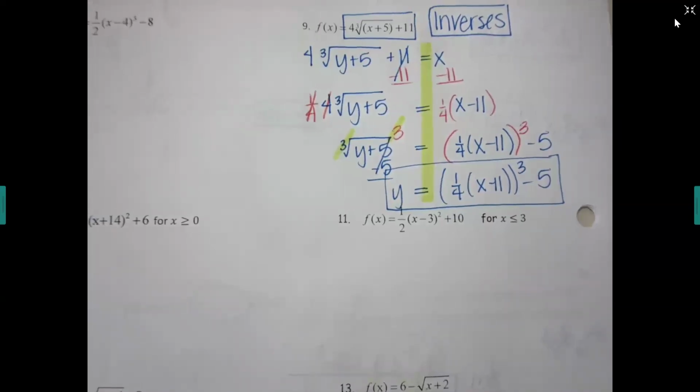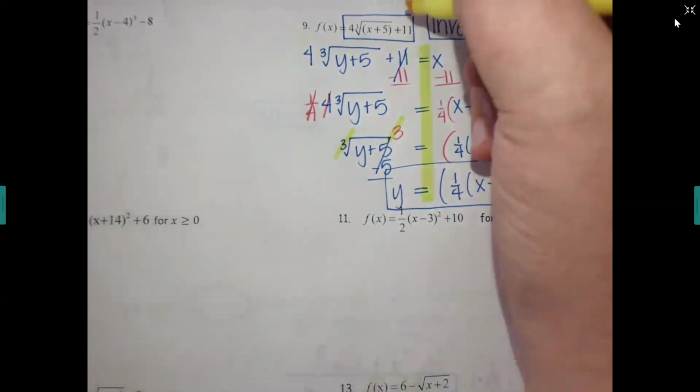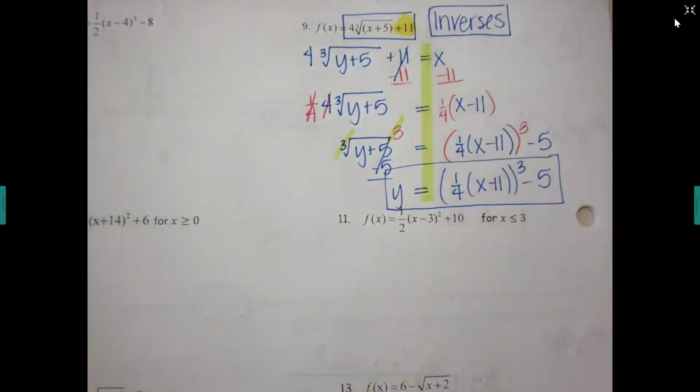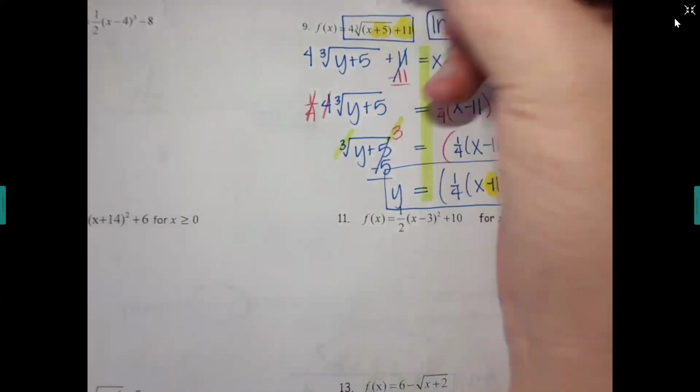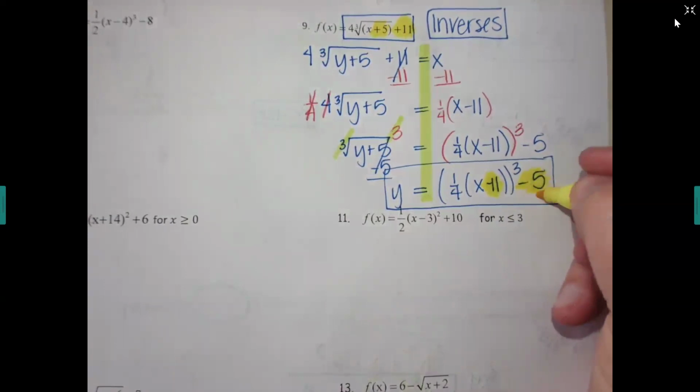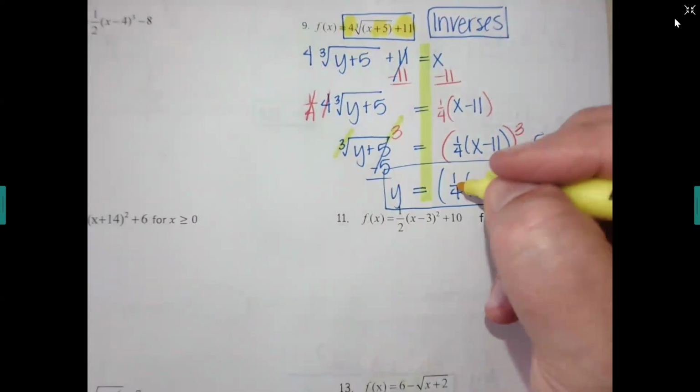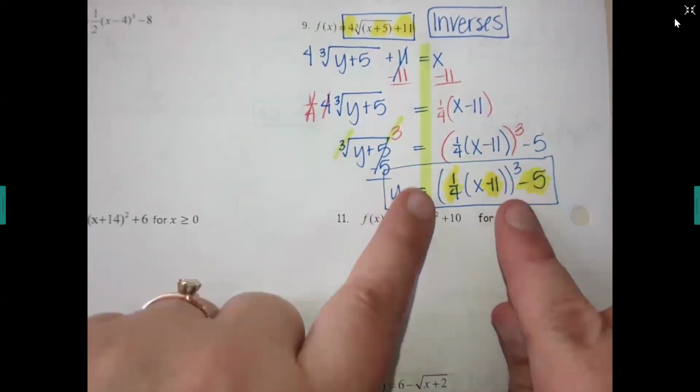Now, to make this part of your test easier, remember we talked about the pattern. Once you've written it down, I want you to pay attention to the pattern that I'm pointing out to you, because a couple of these on your test are multiple choice. If you had a plus 11 outside, what do you end up with? Minus 11 inside. If you had a plus 5 inside, what did you end up with? Minus 5 outside. If you had a times 4 on the outside, you have a divide by 4 that's inside.